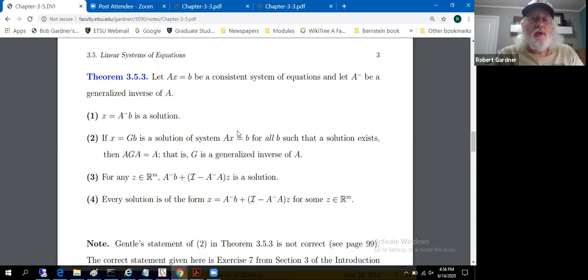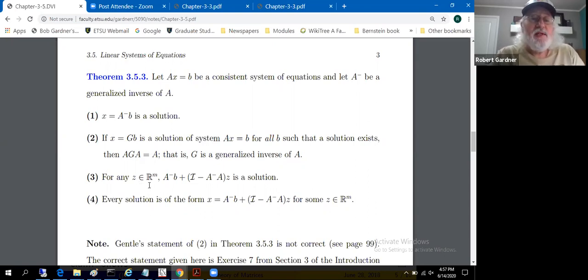So not only do we get solutions using generalized inverses, but if we have a solution written as a matrix times vector B of appropriate dimensions, then that matrix must be a generalized inverse. Sort of an if and only if kind of thing. And there's a few more details to be dealt with, but sort of an if and only if type relationship in terms of expressing solutions to that system of equations.